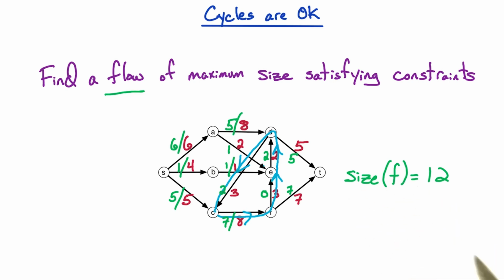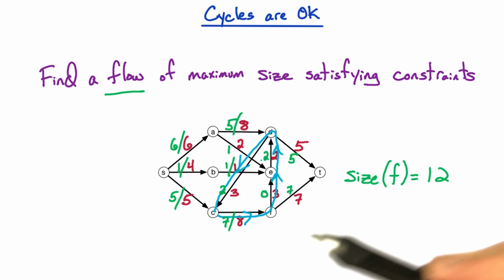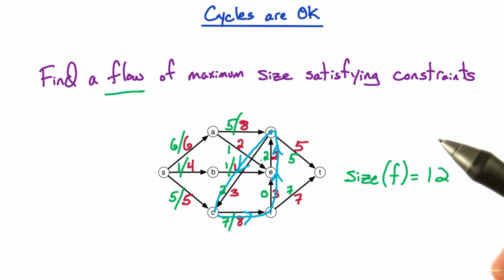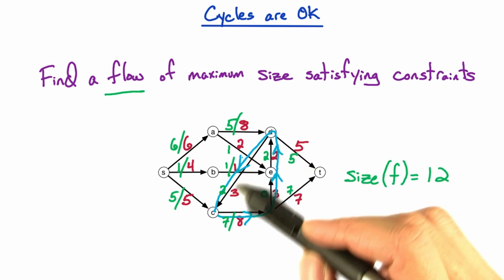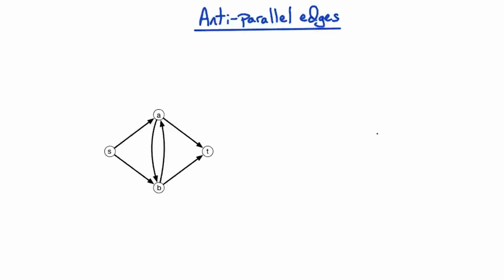So the main conclusion is that cycles are okay in a flow network. In fact, they simplify the problem in some sense. But the problem is well defined regardless of whether there are cycles in a flow network or not. Before we dive into algorithms for the max flow problem, let's look at one slight simplification of the input.